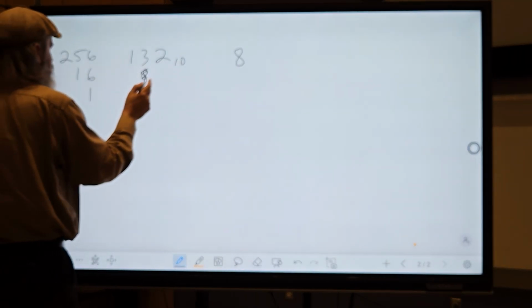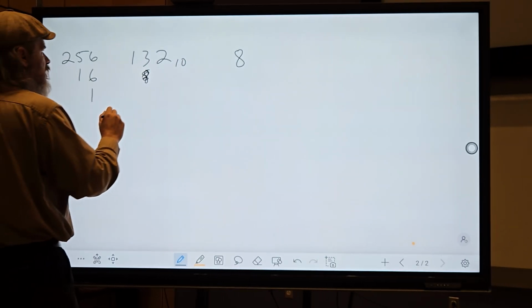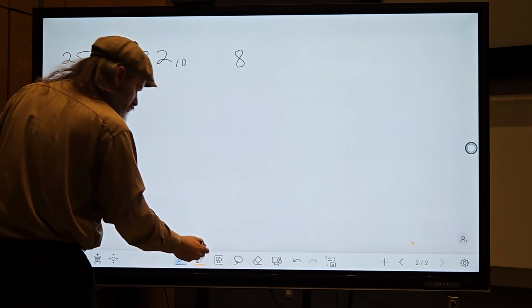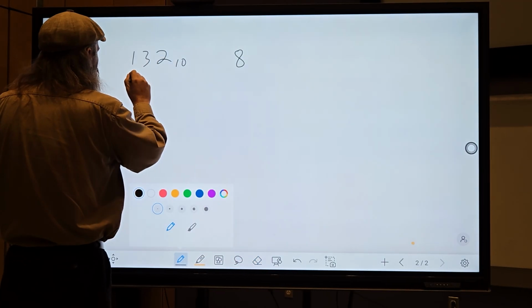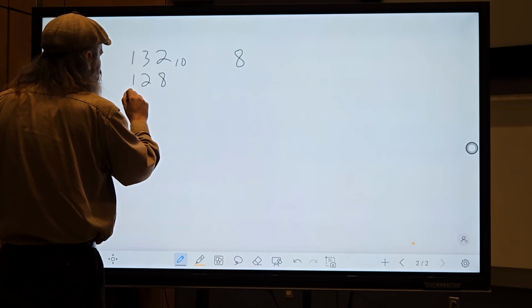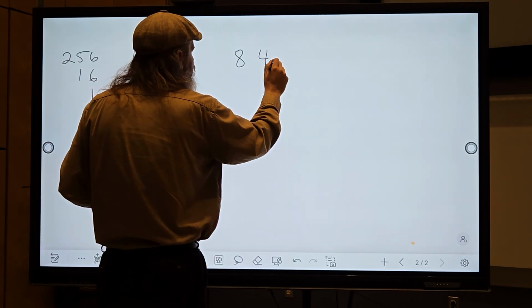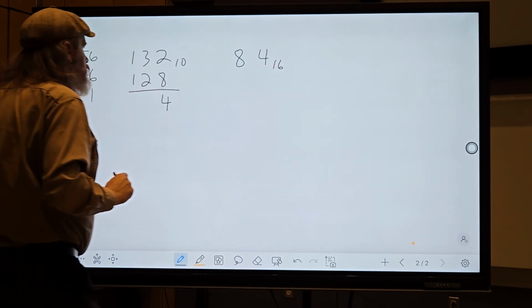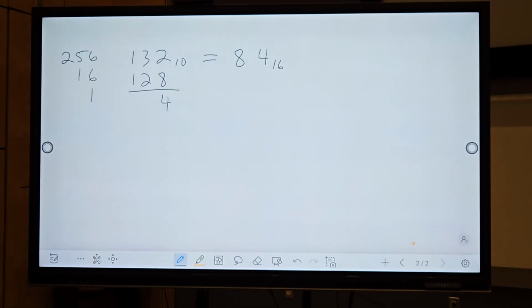And 8 times 16 is 128, right? 128. Take 128 from 132, gives you 4. Put the 4 in the 1's position, and that's your number in base 16. If somebody has a fancy calculator with number conversions on it, you can check my math on that.